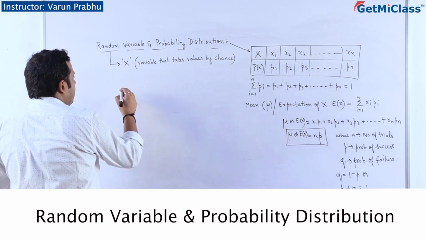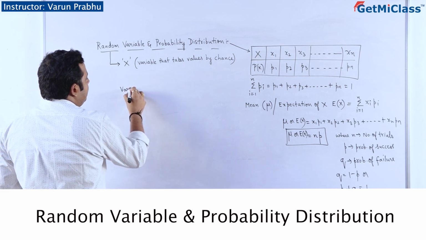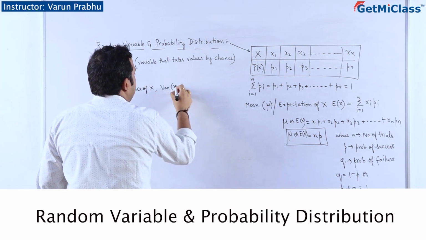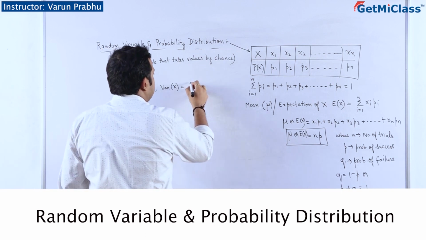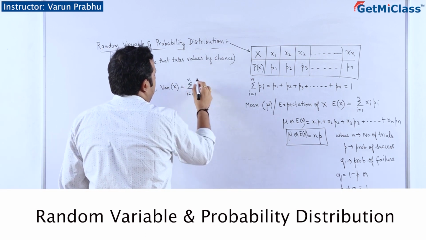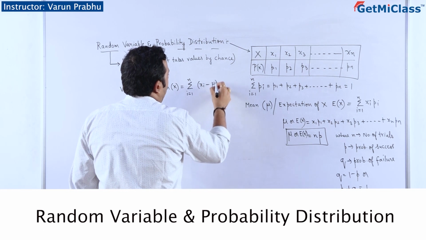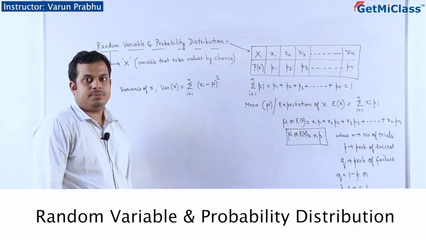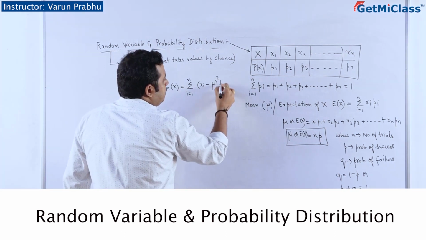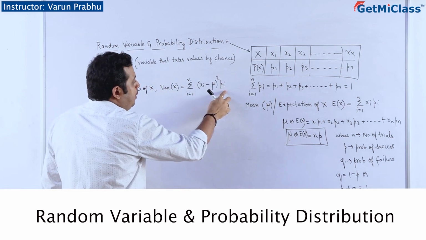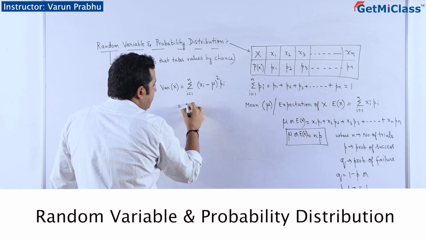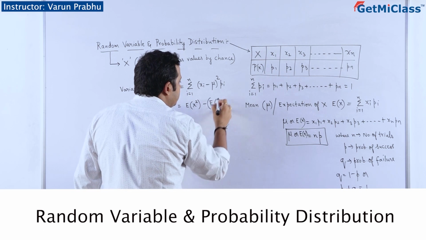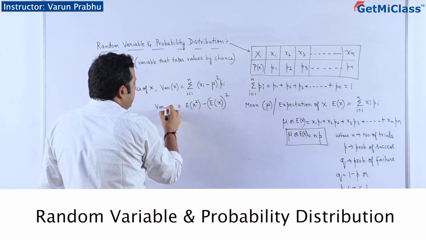Similarly, what is the variance of the random variable X, denoted by VAR of X? This is nothing but sigma i equal to 1 to n of (xi minus mu) the whole square into the probability P of i, which can also be written as E of X square minus (E of X) the whole square. This is the variance of X.